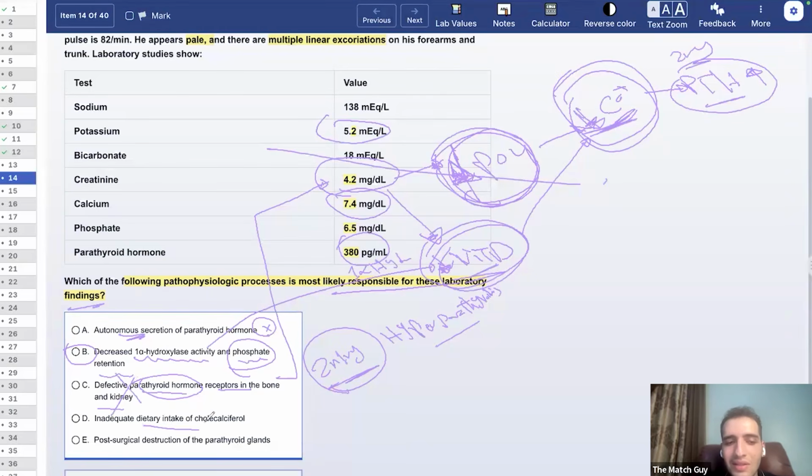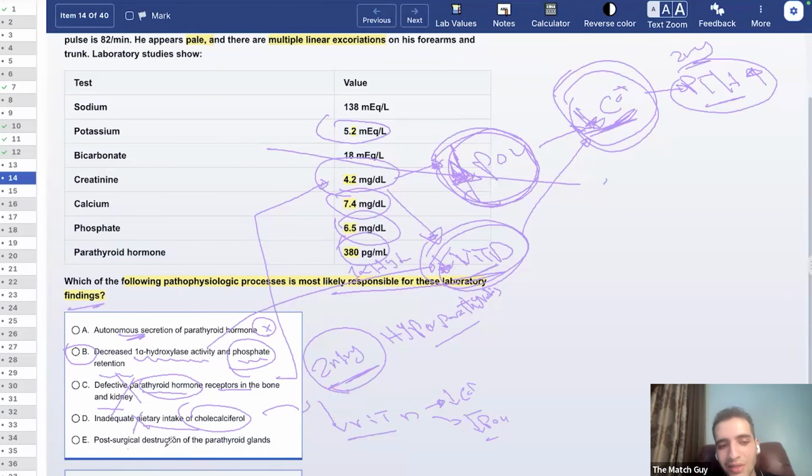Is it inadequate dietary intake of cholecalciferol? Cholecalciferol is vitamin D. If you are not taking vitamin D, what will happen? What will happen is that you will have decreased calcium and decreased phosphorus because vitamin D absorbs both of them. This person has high phosphorus, so it's the wrong answer. Yep, low both of them, Osama.